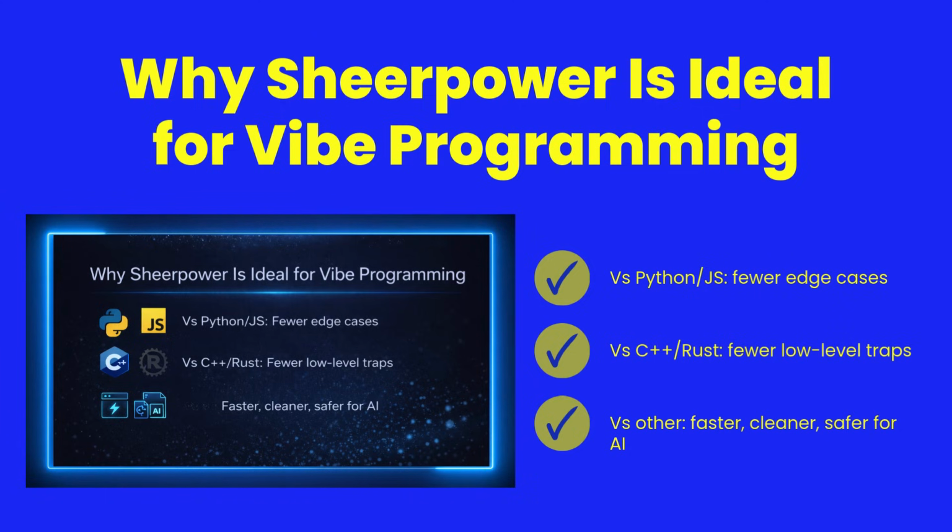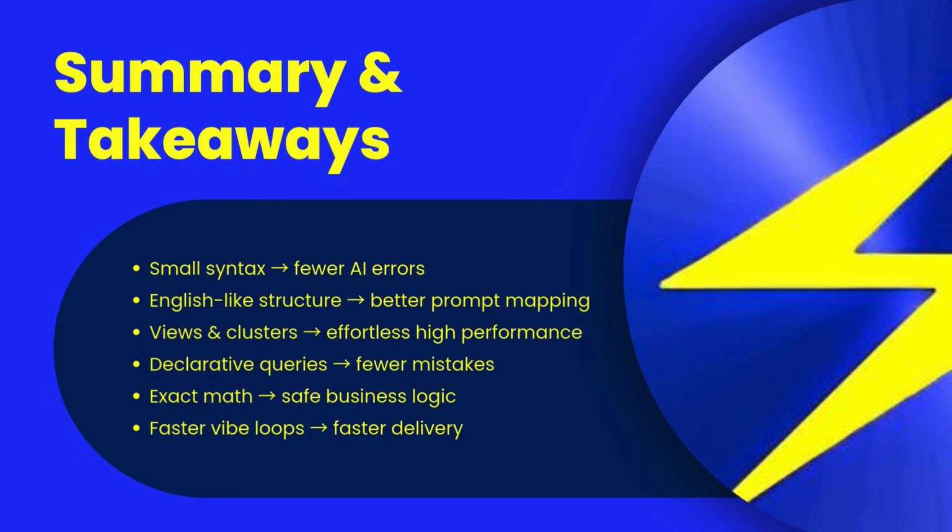To summarize the key takeaways. Small syntax leads to fewer AI errors, because there is less surface area to get wrong. An English-like structure leads to better prompt mapping, so intent translates cleanly into code. Views and clusters lead to effortless high performance, without manual tuning. Declarative queries lead to fewer mistakes, by removing fragile query strings. Exact math leads to safe business logic, especially for financial applications. And faster vibe loops lead to faster delivery, turning ideas into working software more quickly.